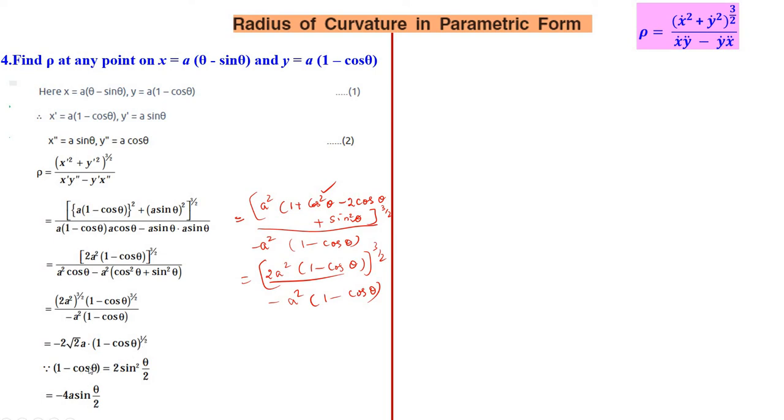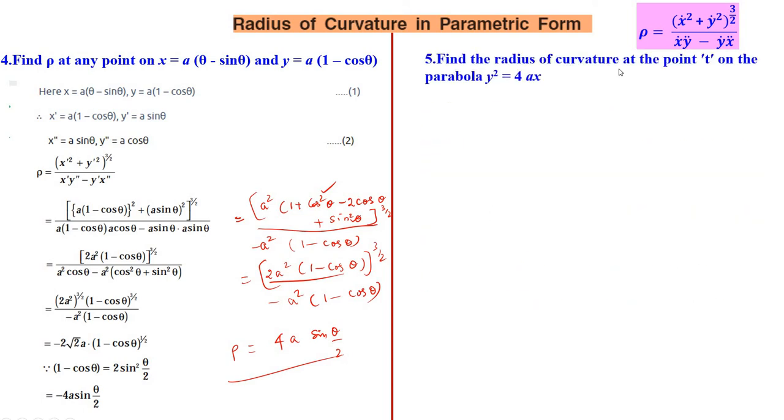So in the next step we have 1 minus cos theta being 2 into sin square theta by 2. But rho is taken as radius of curvature, so we'll have to consider the positive value, so 4a sin theta by 2, that is the radius of curvature.